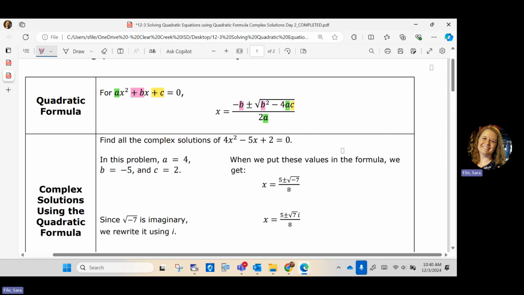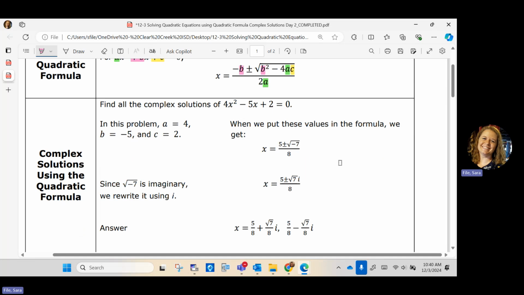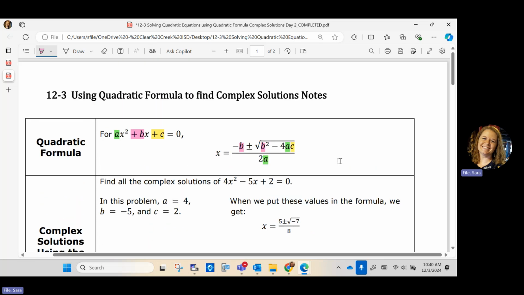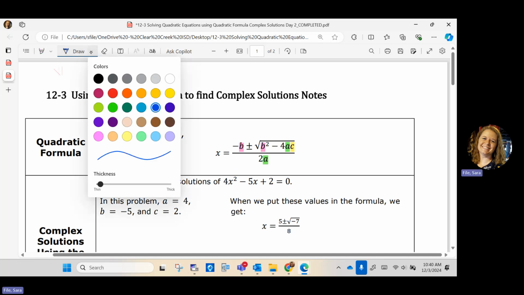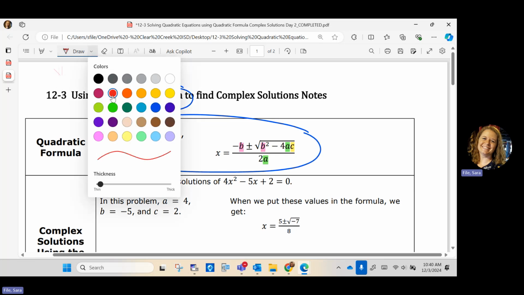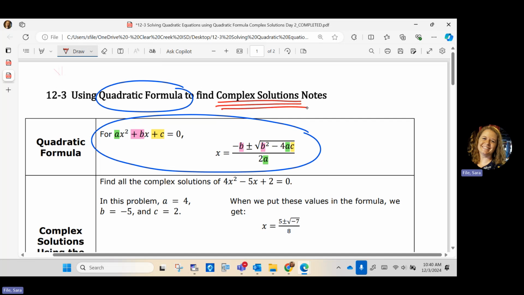All right, just like yesterday's notes, this one has a worked example. The difference today, why are we talking about the quadratic formula again? We just talked about it. Look right here in the title. The quadratic formula part is the same as yesterday. What's different is this part right here. We're looking at it today with complex solutions.